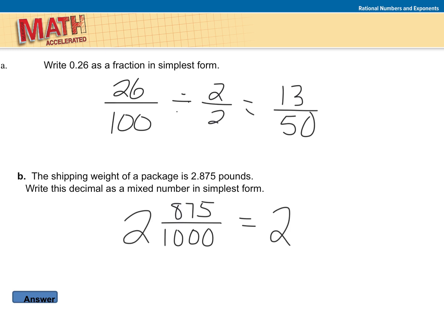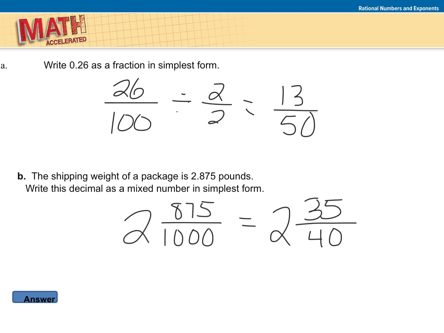How many times does 25 go into 875? Too many. 200, 400, 300, 35. How many times does 25 go into 1,000? 100. 40. Is that in simplest form?